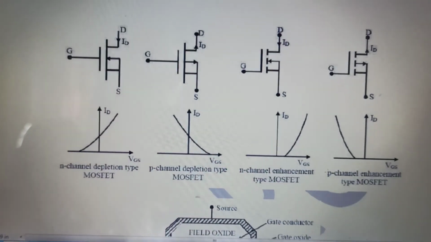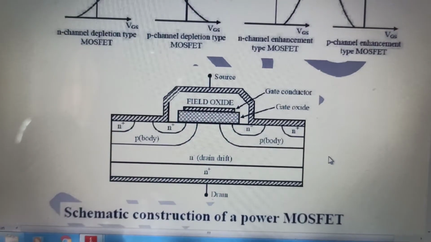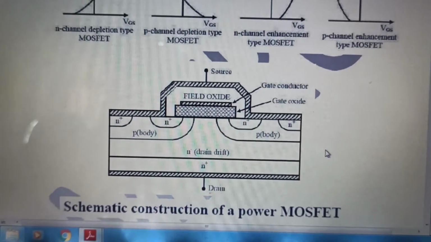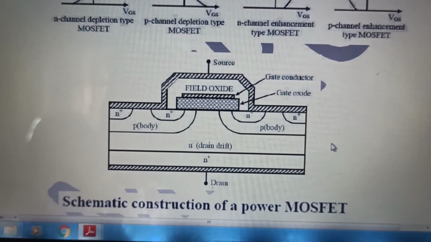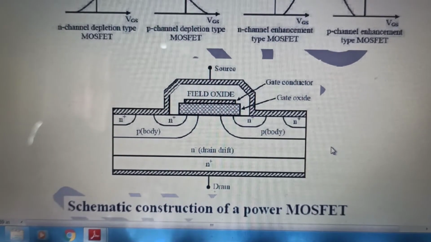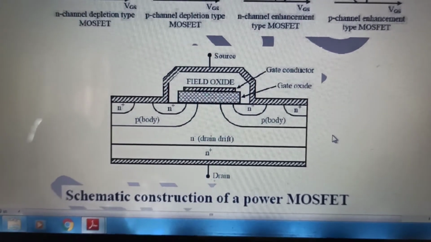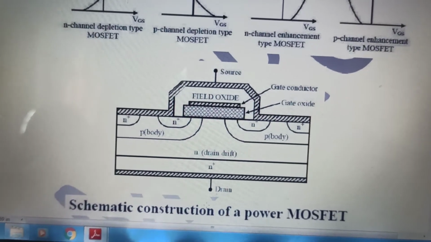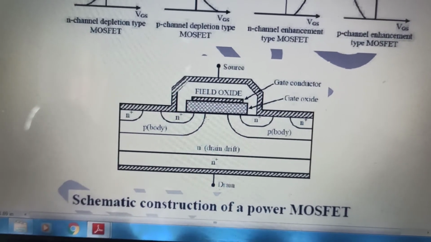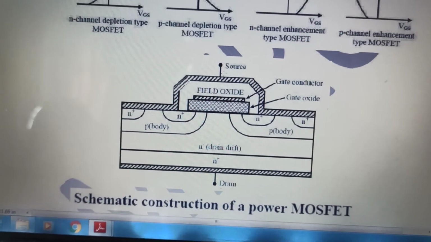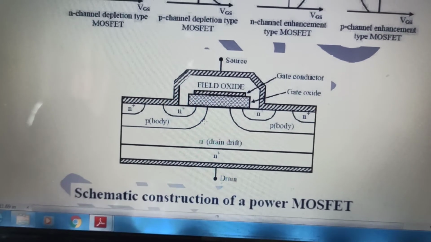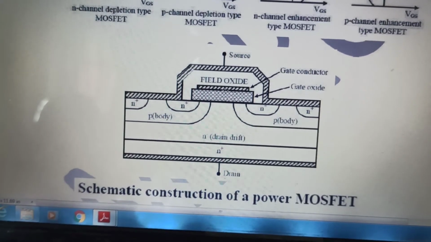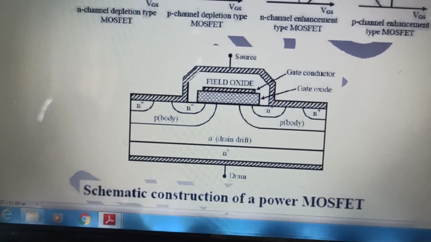Now, coming to the basic structure of the MOSFET. This is the source, which is a metallic body. After that, this is the field oxide, the silicon dioxide. Again, this is a gate oxide, and above the gate oxide is the gate conductor.